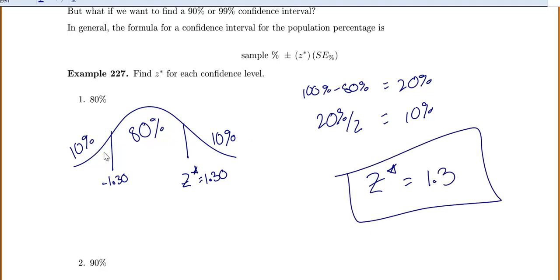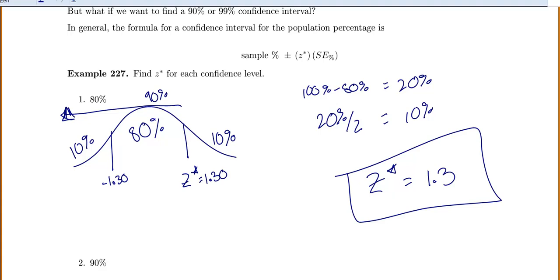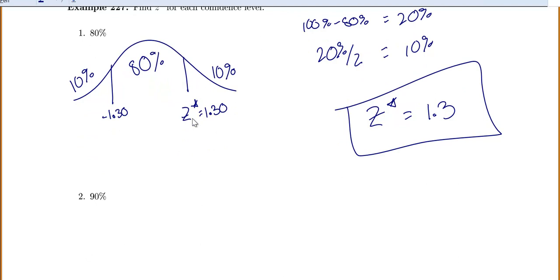Now if you want, you could look up this line right here for the positive z value. You'd say, okay, there's 10% to the right, that means there's 90% to the left, or 10% plus 80% means that the total area from here all the way over is 90%. So I can go to my normal table and look up 90%, and it looks like the closest one is positive z equals 1.30. So in any case, when we're done, z star is 1.30.